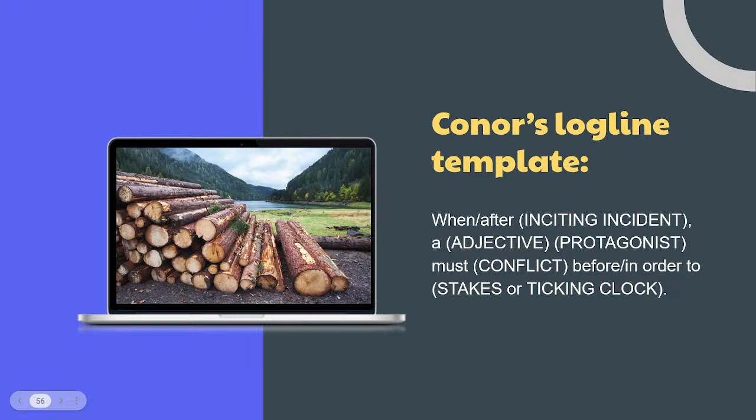In any case, here's the basic template. When or after inciting incident, an adjective protagonist must conflict before or in order to stakes or ticking clock.